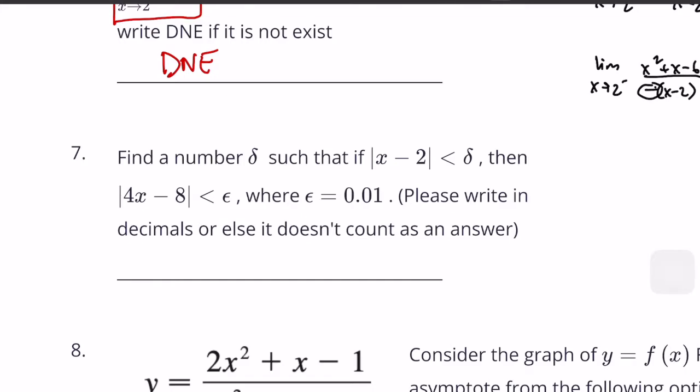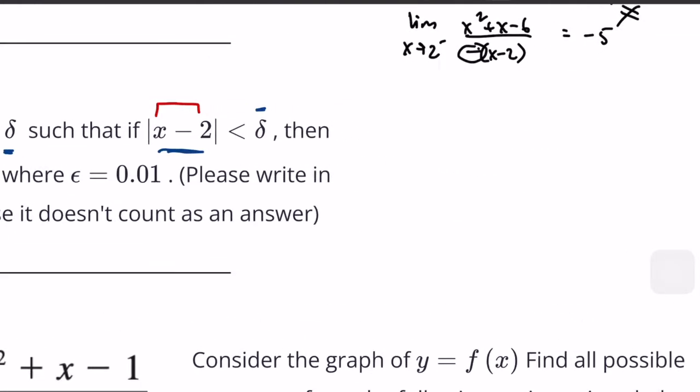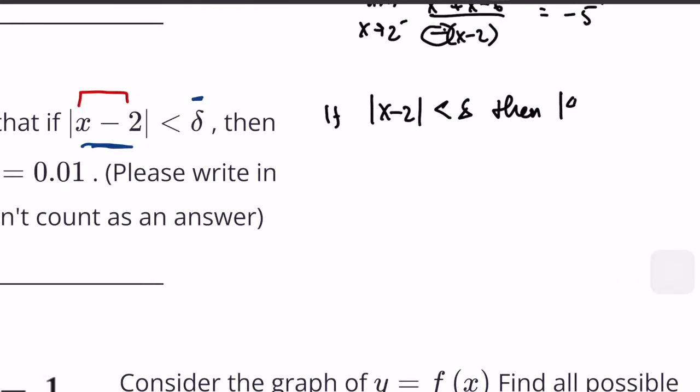quite logical. You need to find some delta, such that if you have this x minus 2 with a distance less than delta, then you have 4x minus 8 within epsilon. By looking at these two, x minus 2 and 4x minus 8, you will see that 4x minus 8 is actually 4 times x minus 2. So in terms of precise definitions, first you write that if x minus 2 is less than delta, you write this assumption first.